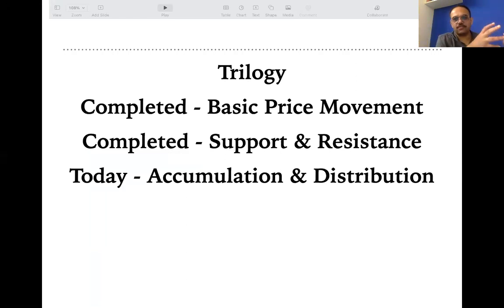We covered the basics of candlesticks. We covered the basics of price movement. Then we will be building layers upon this same information. So our foundation is strong, and we will be building our further knowledge upon this foundation.